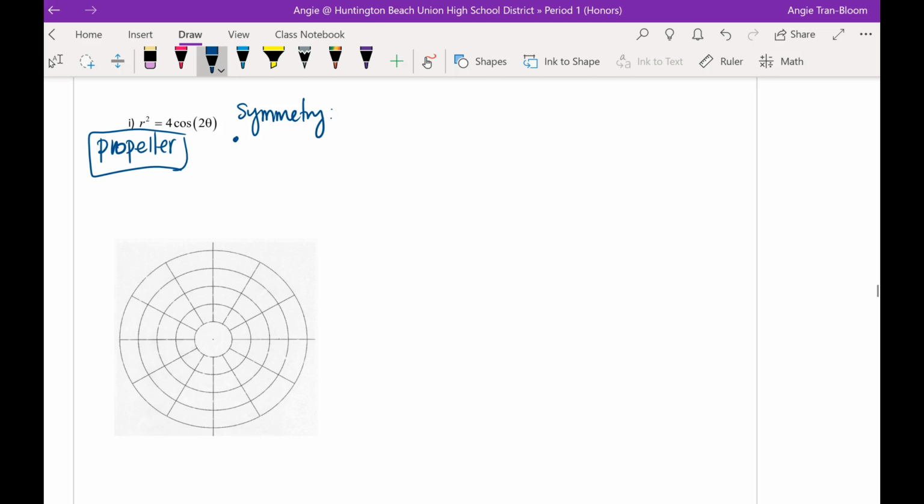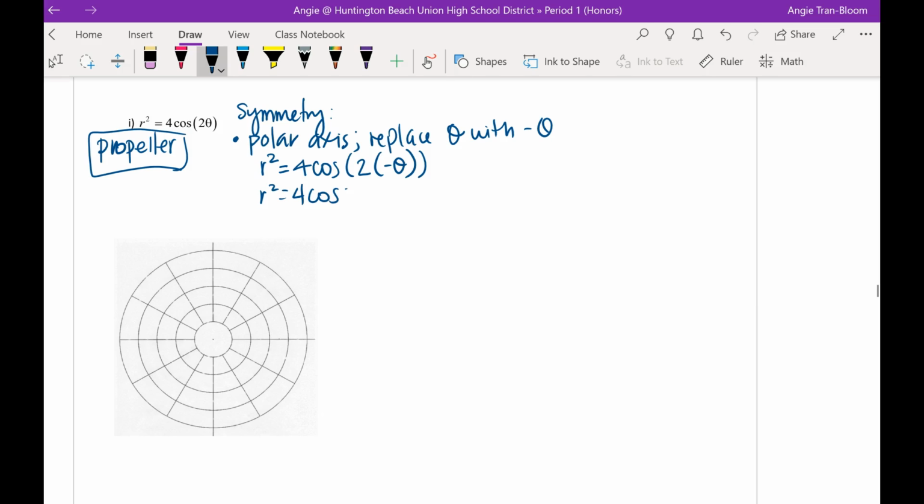What's the first test? Polar axis. By now, we should know to replace theta with negative theta. Okay, here we go. r squared equals 4 times cosine of 2 times negative theta. Is cosine even or odd? Even. So what's happening to the negative angle? It disappeared. So true or false? Can I accept this? Yeah, for sure.